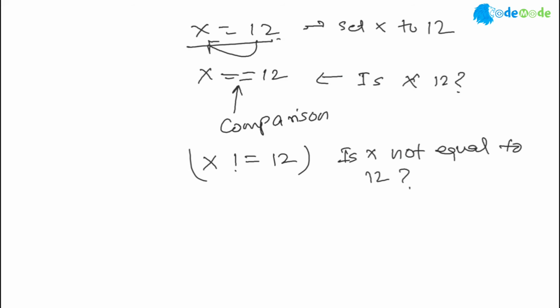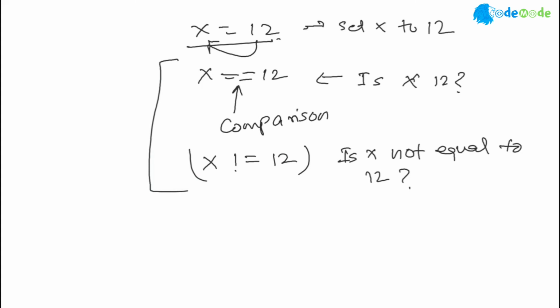All of these are question marks, except the assignment, which is not a question mark. But these two are comparison. Is x equal to 12, or is x not equal to 12? So you have to remember double equal to for comparison. Anytime you create a condition, anytime you are creating a Boolean expression, you always ask: is x not equal to 12? Okay, and it's a very common mistake.